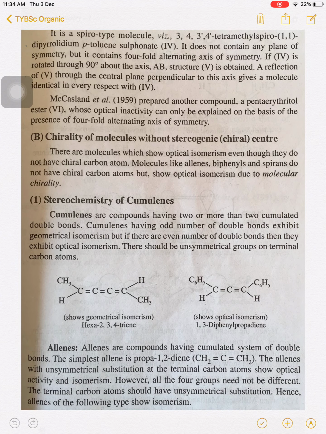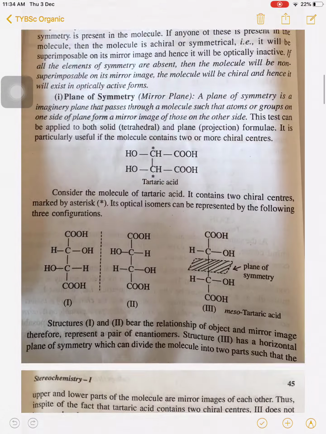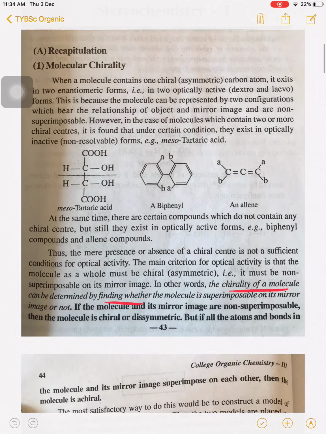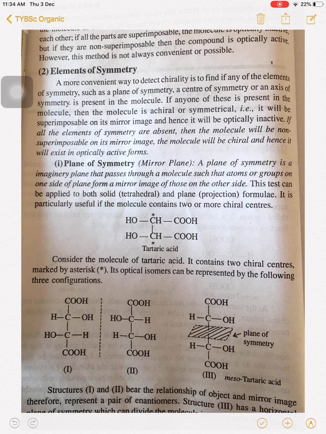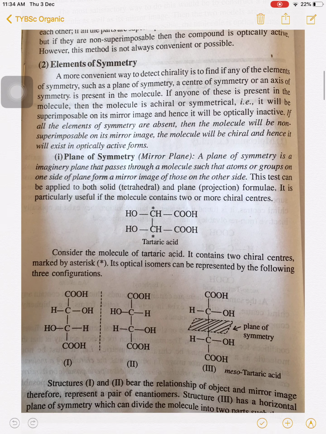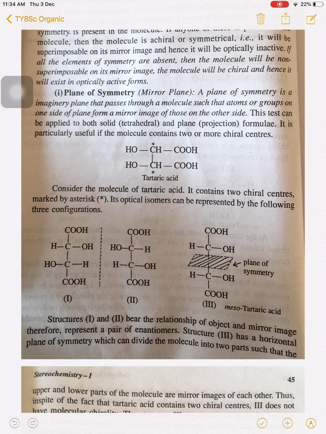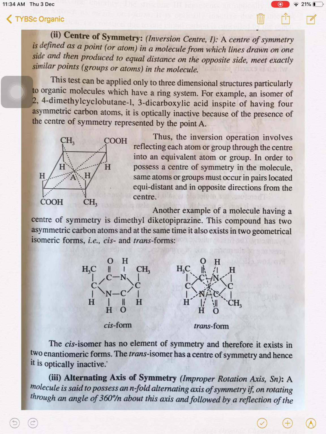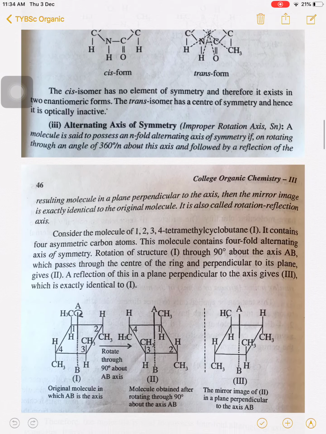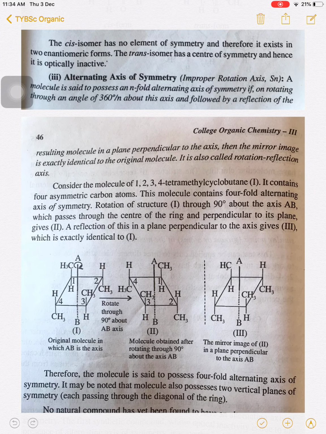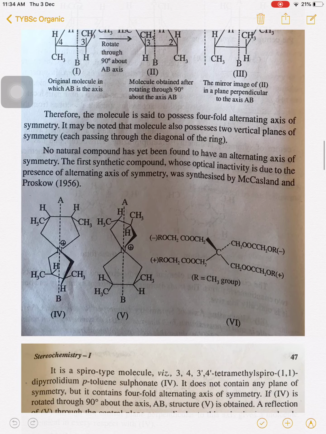In the next point, we are going to study chirality of molecules without containing a stereogenic center. Now see here, I will revise what is meant by chirality. If the molecule possesses any one of the elements of symmetry, the molecule is optically inactive because of the presence of internal and external compensations. If the molecule possesses a plane of symmetry, the molecule is optically inactive. If the molecule possesses a center of symmetry, the molecule is also inactive. If the molecule contains an alternating axis of symmetry, then also the molecule is optically inactive.